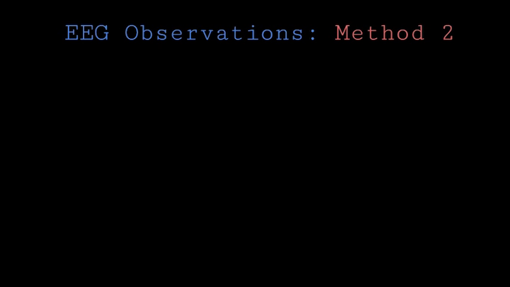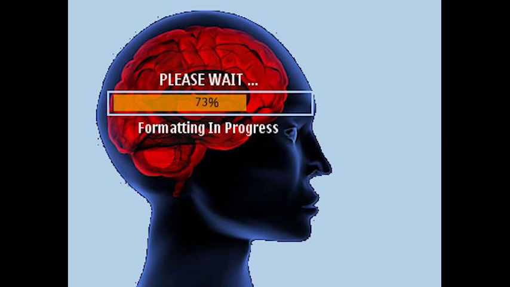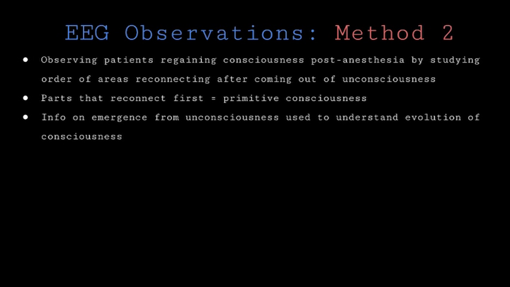The second, less used way EEG utilization allows for research on consciousness is observing patients regaining consciousness after anesthesia by studying the order in which brain areas reconnect after coming out of unconsciousness. It is assumed that the parts of the brain that reconnect first are the primitive aspects of consciousness. Information on emergence from unconsciousness in humans can be used to understand the evolution of consciousness.